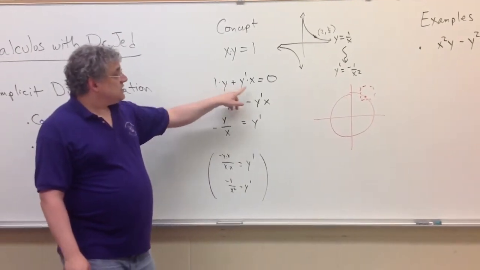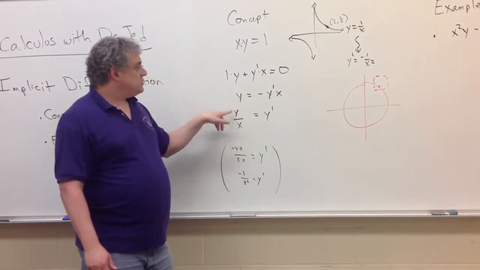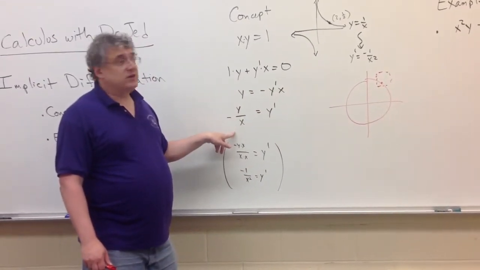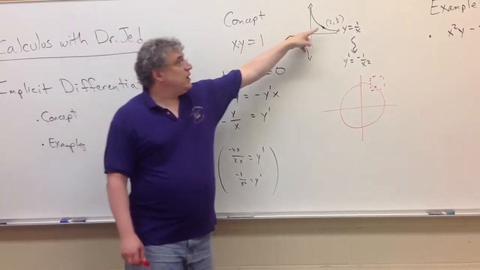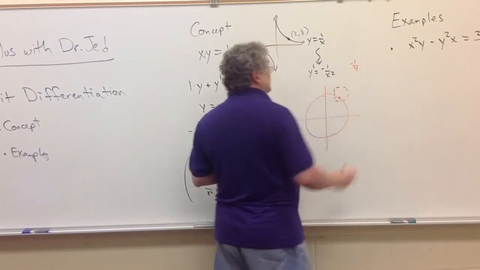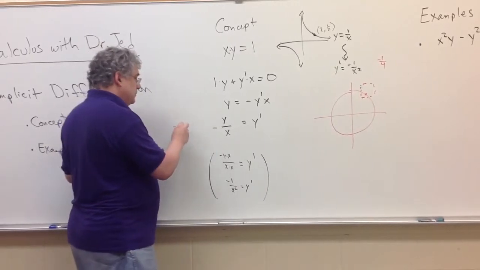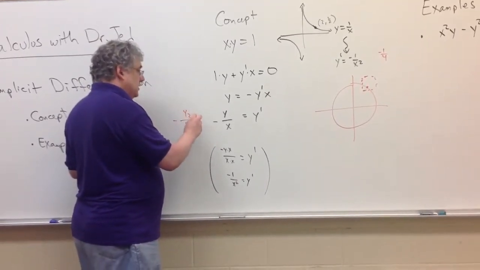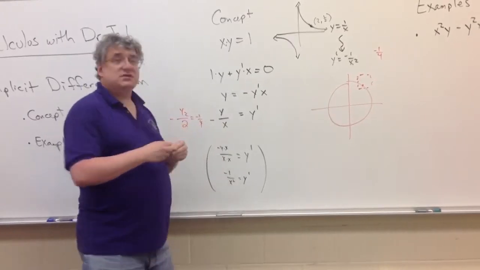What do we do next? We solve for y prime. I brought all the y primes over to one side, divided, I get minus y over x. And that looks different than we did in the previous case, but it is algebraically the same. Here's an example point, 2 1/2. If I plug that in here, I get minus 1/4. If I put 2 and 1/2 in here, I also get minus 1/4. The algebra is slightly different, but the numbers are the same.